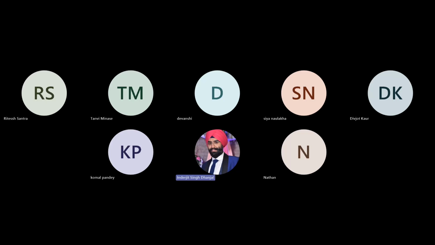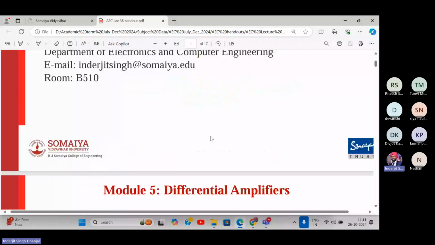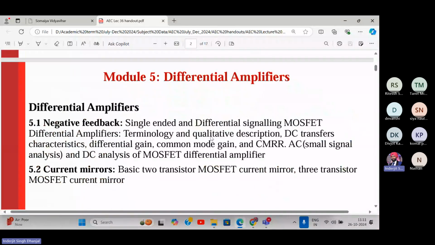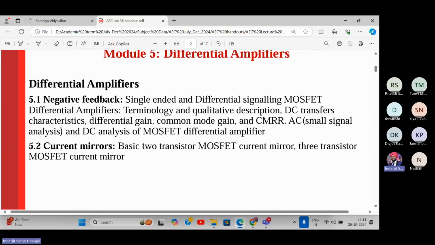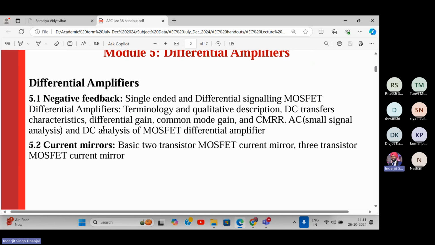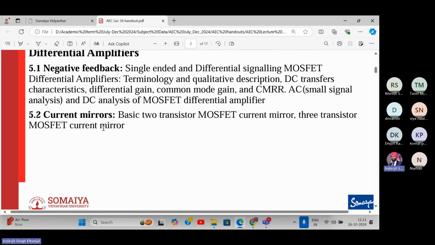We are going to start with module number 5, that is differential amplifier. So in differential amplifier, actually this is wrong. This is not negative feedback. It's actually something else. It's differential amplifier.